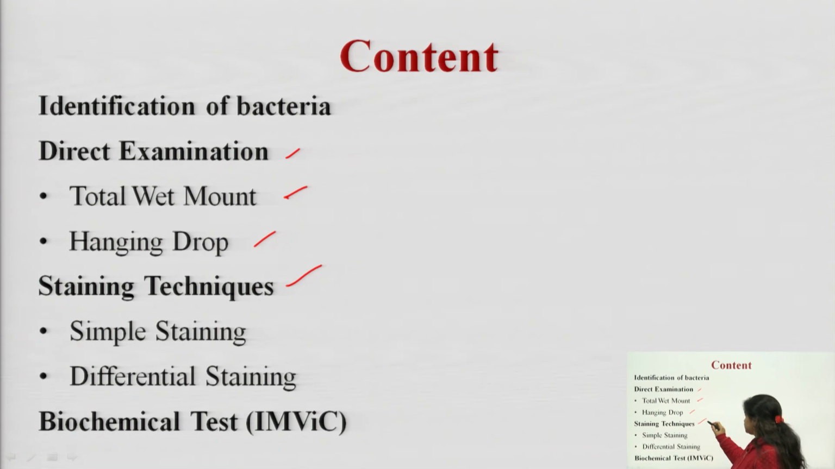In staining techniques, we covered simple staining and differential staining. In simple staining, we use only one stain and can analyze the structure of the microorganism, whereas in differential staining we use more than one stain, one to two stains. Like in gram staining we used crystal violet and safranin, and in acid fast staining you need to use carbol fuchsin and methylene blue. In this way, using more than one stain, we can differentiate between gram positive and gram negative bacteria, or acid fast and non-acid fast bacteria.